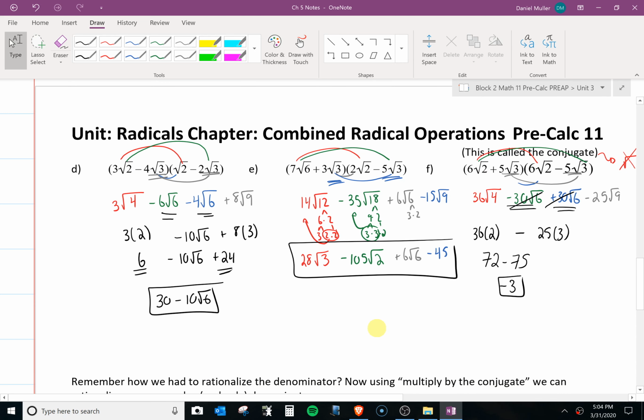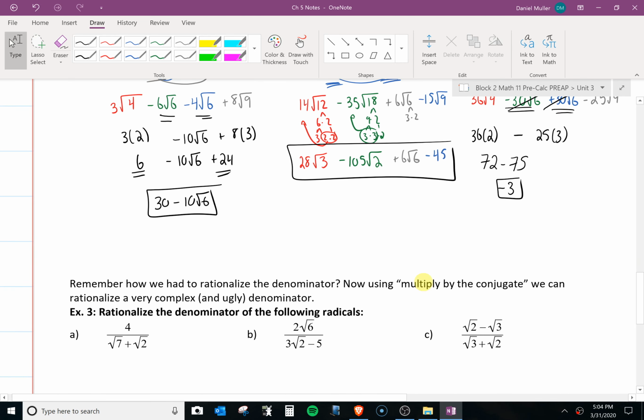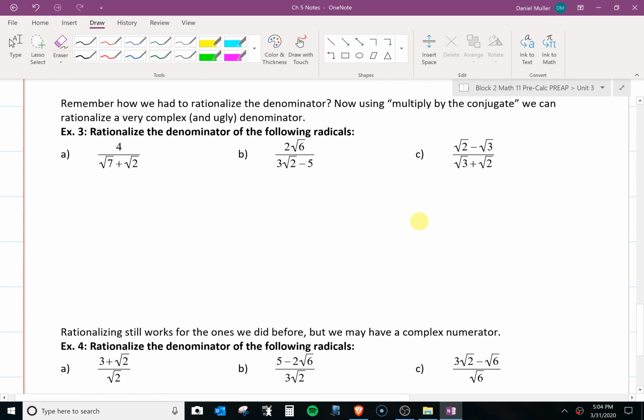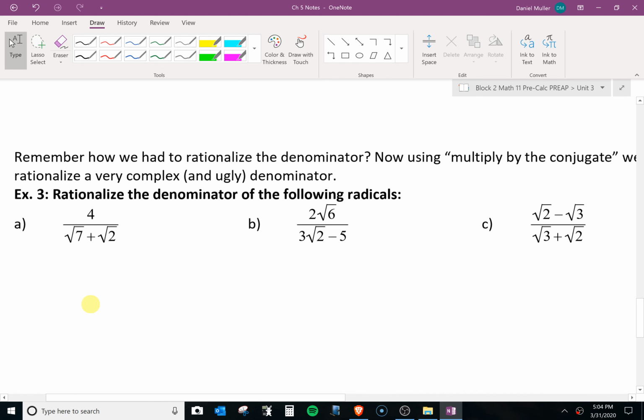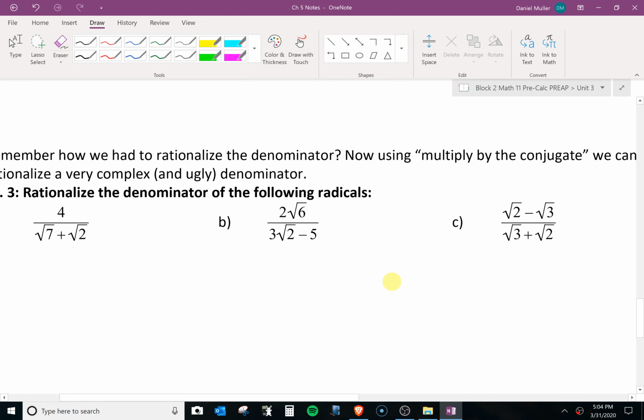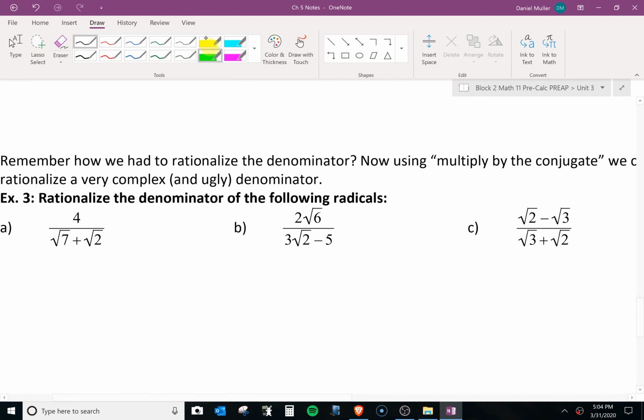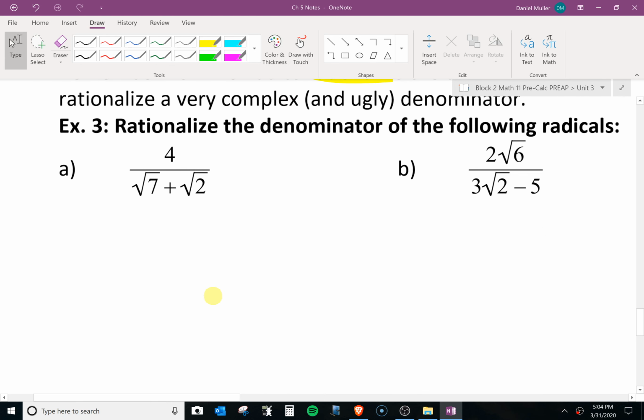We've got a few more questions here. Remember how we had to rationalize the denominators? Rationalize meant that we got rid of the square root symbols. So now we can use multiplying by the conjugate to basically get rid of the square root symbols.